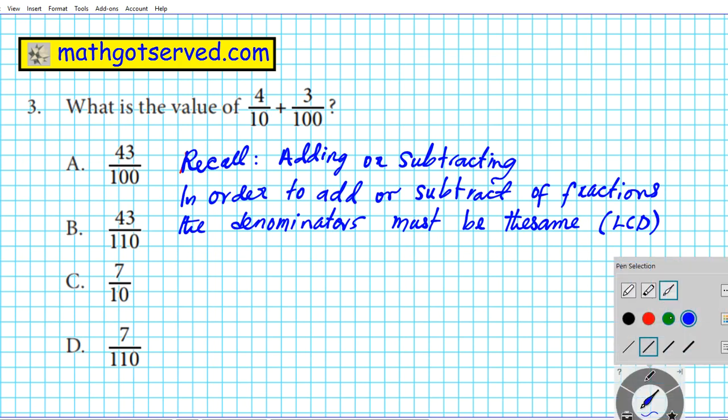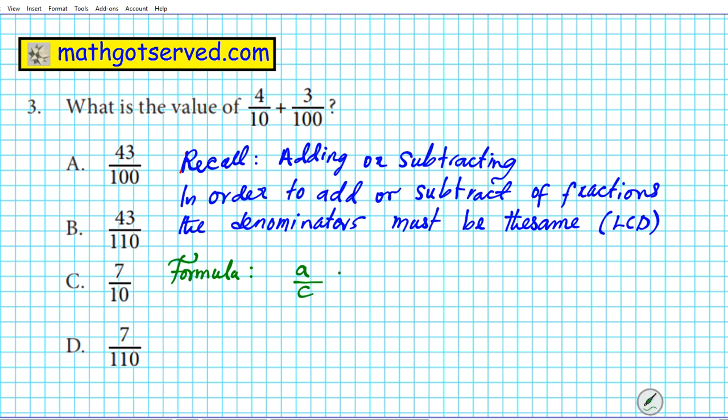Let's take a look at the formula for adding or subtracting fractions of identical denominators. Let's say you have a over c plus b over c.